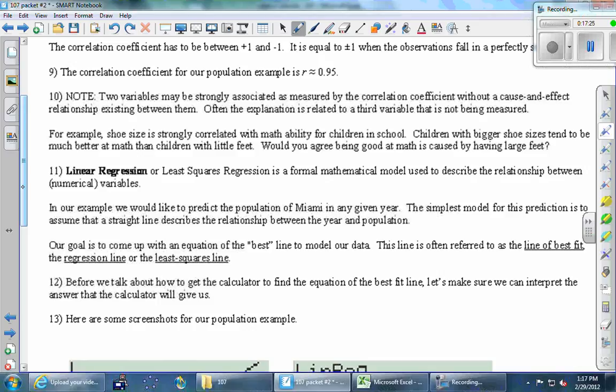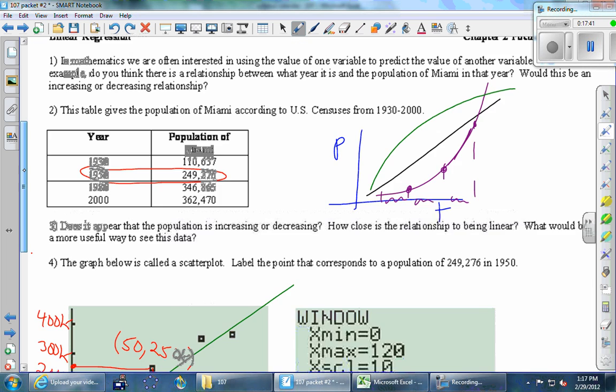Linear regression, or simple regression, is a formal mathematical model used to describe the relationship between variables. In our example, we'd like to fit the population of Miami in any given year. The simplest rule of thumb is to assume that a straight line describes this relationship. So let's come back to this picture that we have here.